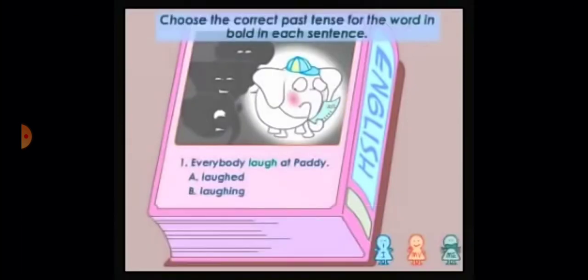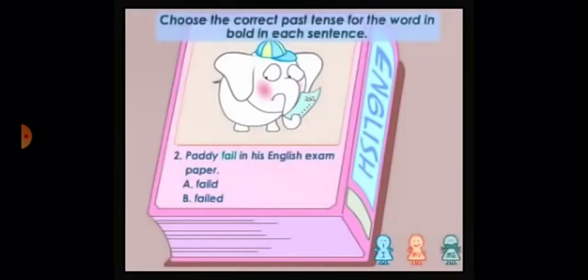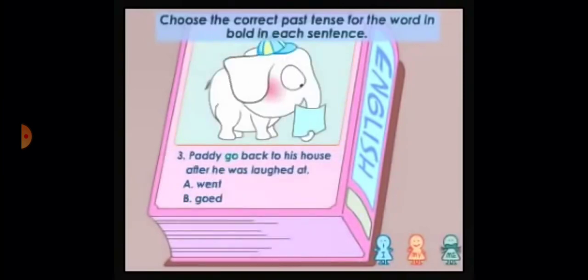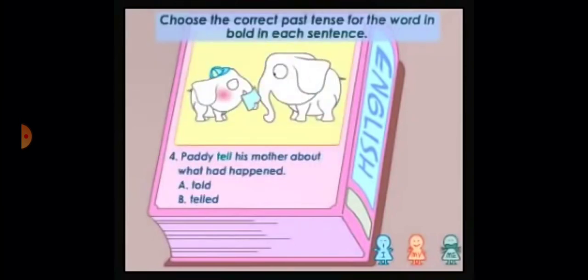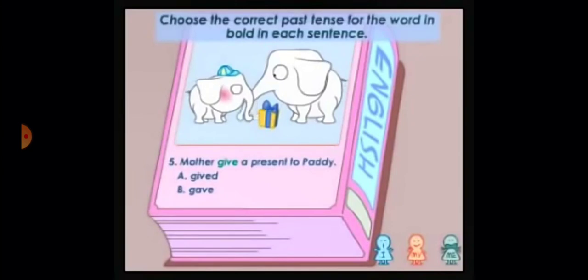Now let's solve one more exercise by choosing the correct past tense for the word in bold in each sentence. So everybody laughed at Paddy. They laughed at Paddy, right? Paddy failed in his English exam paper. He failed in his English exam paper. We add ed. Paddy went back to his house after he was laughed at. Paddy went back. Okay, not go. Paddy told his mother about what had happened. Paddy told his mother. It is an irregular verb. Mother gave a present to Paddy. It is also an irregular verb.